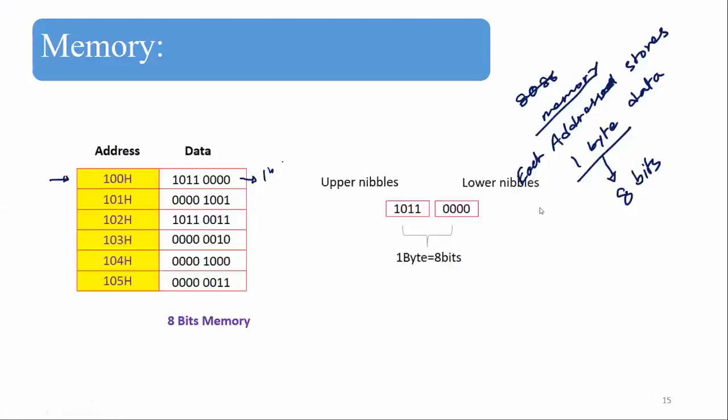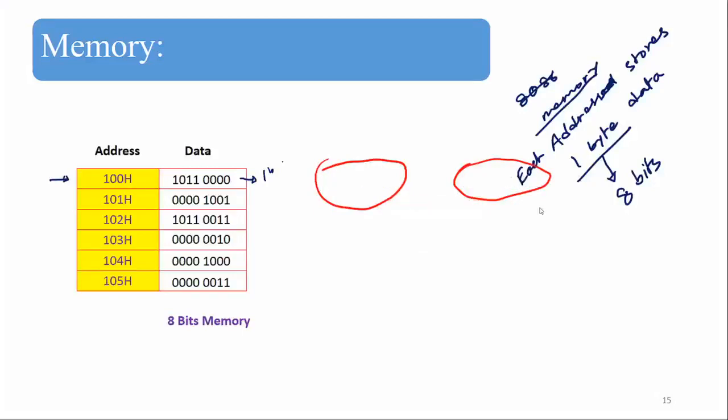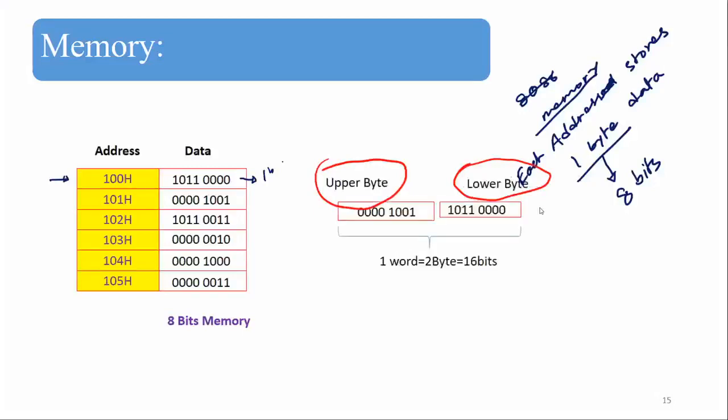So 1 byte of data is 8 bits. Sometimes we call the upper four bits the upper nibble and the lower four bits the lower nibble. Those are just names. We have 8 bits of data, and then we have 16 bits. How many bytes?